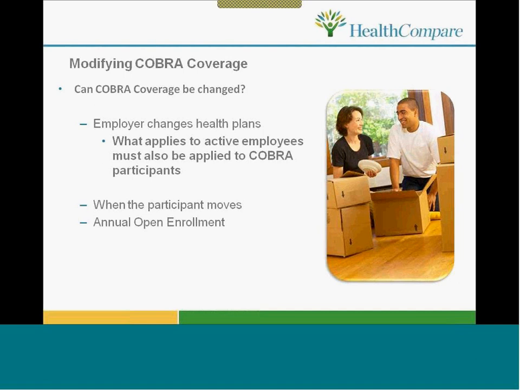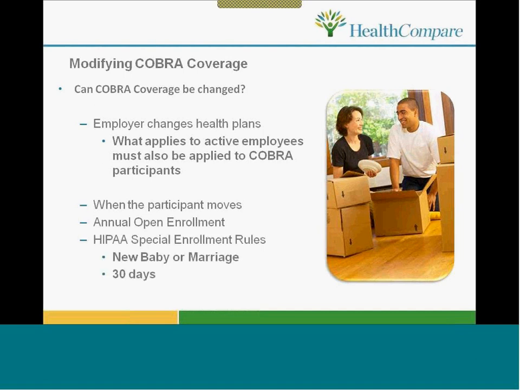The rule reads that whatever I do for a similarly situated active employee, I do for somebody who is on COBRA continuation. So in open enrollment, if they're allowing me to add or remove dependents or add or change plans, anybody on COBRA has to be able to do the same exact thing.